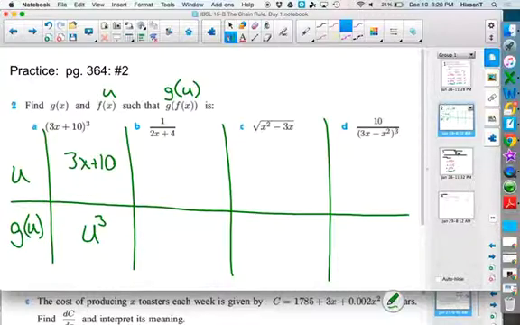Vicky, how about u on this one? 2x plus 4. Good, 2x plus 4. And how about g of u? Good, u to the negative 1, or you could write it as 1 over u. You see, it's 1 over. This is our reciprocal function. Were you able to figure that one out?